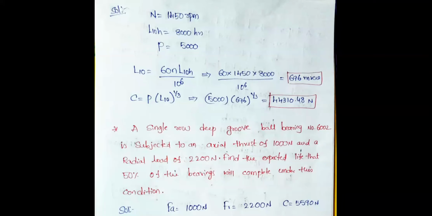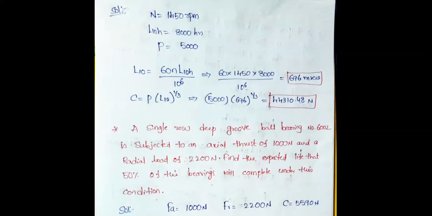Now, as usual, the same procedure: whatever data is given, we follow the same procedure. First, check whether it is a ball bearing or a roller bearing. Here it is a ball bearing, so you can directly write down small p equal to 3. For a ball bearing, the small p value equals 3.